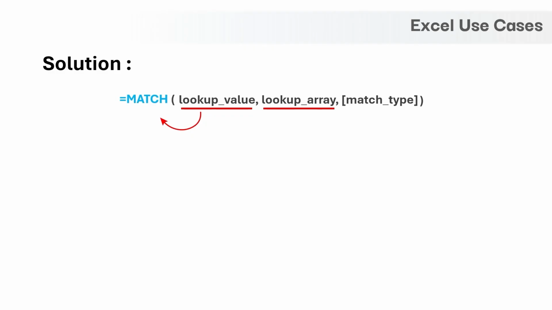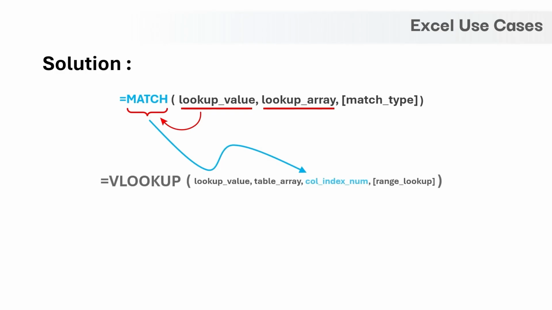Once we get the position of the value we are looking for, we are going to provide this as an input to the column index number argument in the VLOOKUP function. Bottom line, we are requesting the MATCH function to do the job of identifying the column index number. So let's go back to Excel and see this as an example.